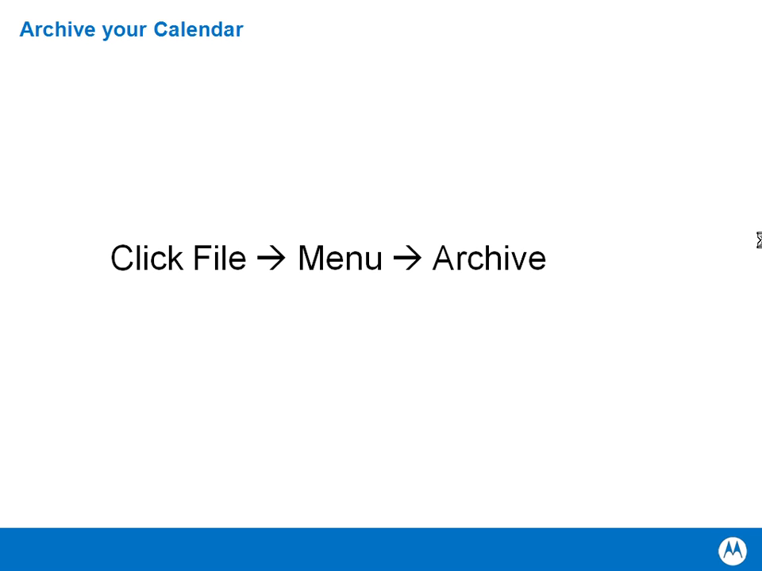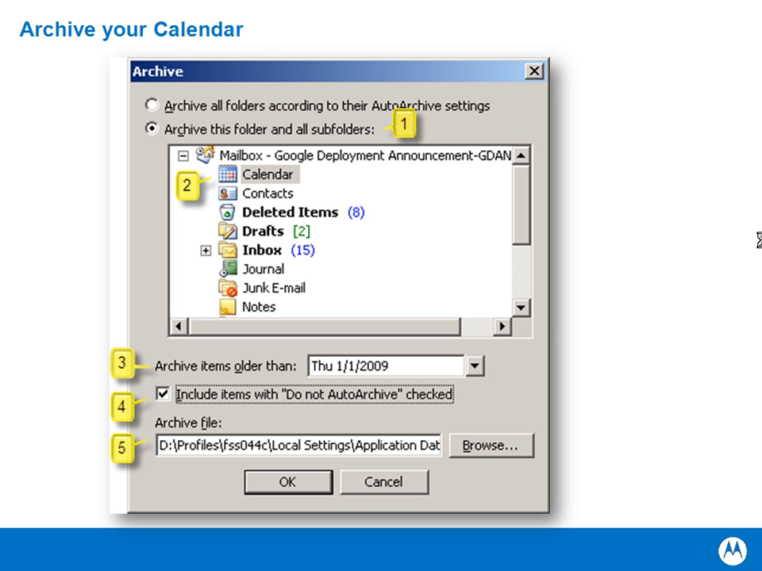You also need to archive your calendar. To do this, you open Outlook, click on File, Menu, Archive. This window will pop up. First, you want to archive this folder and all subfolders. Second, select your calendar. Third, put a date in. We suggest January 1st, 2009. Fourth, check the box that says Include Items with Do Not Auto Archive. And fifth, it will show you which archive file it's putting this in. Go ahead and click on OK.